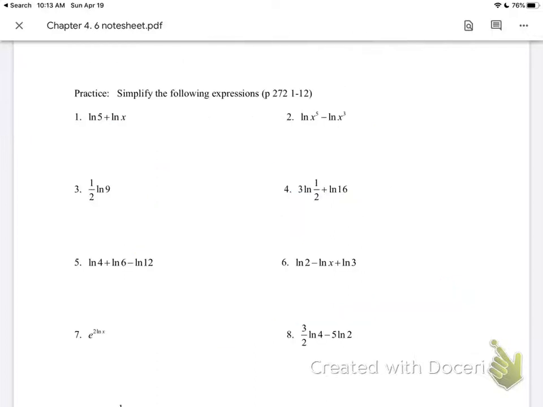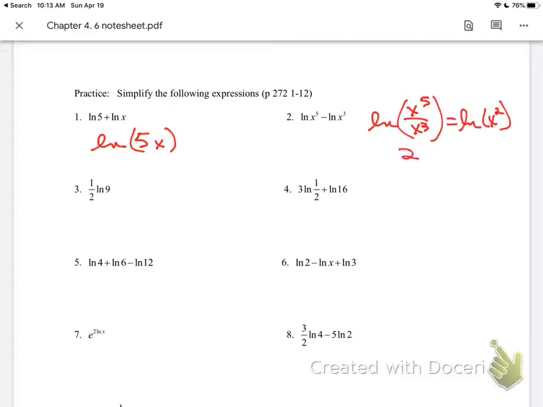Okay, we're going on to the next page. On this page I have a lot of practice. Now normally we would do this in class, but instead I've incorporated it into this video. So if you're asked to simplify the following expressions, number 1 should be natural log of 5x, and if you have to stop and kind of think about these things, that's not a bad idea. Again, I may be going too fast for you, so just slow down and do it at your own pace and then check what I've done.